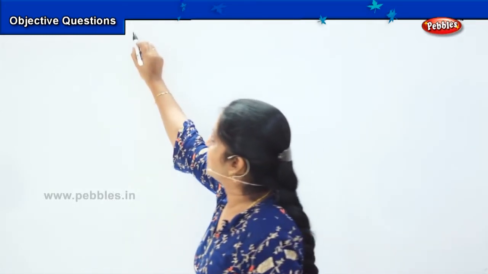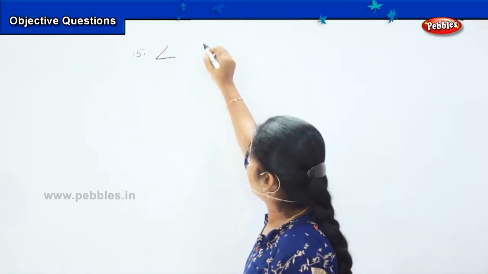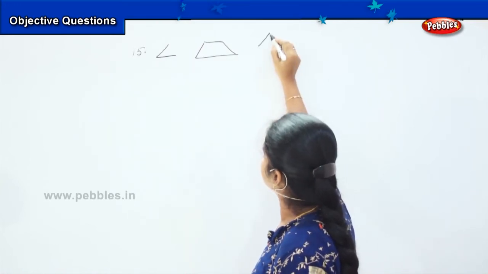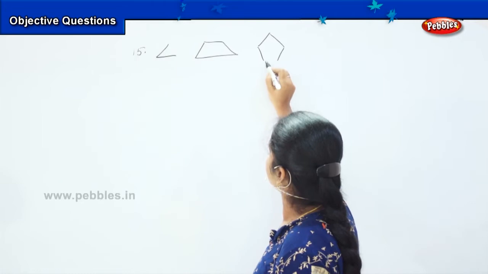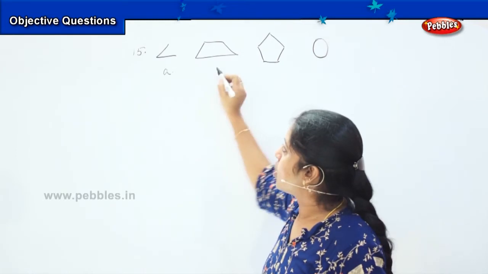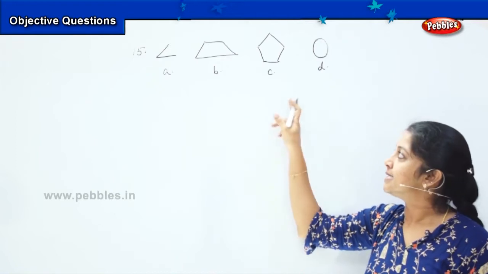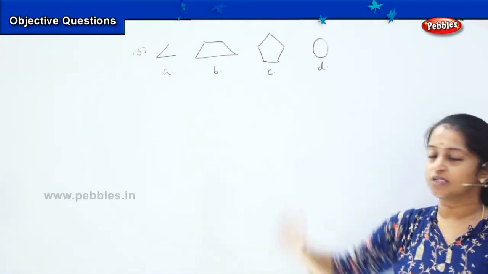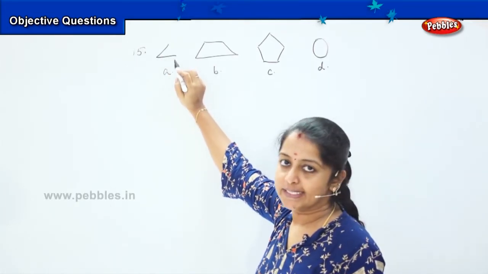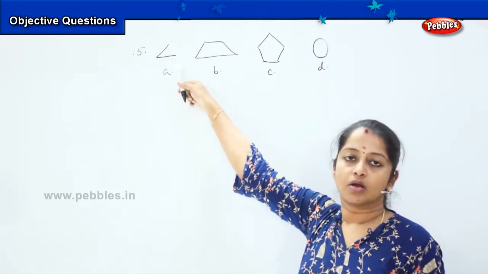Now, the next question is question number 15, where you have to identify the shape of a quadrilateral. Tell me which is the right option of a quadrilateral, whether it's A, B, C or D. What shape is option A? It is just a combination of two straight lines where you don't have a closed end. So this is not a shape.